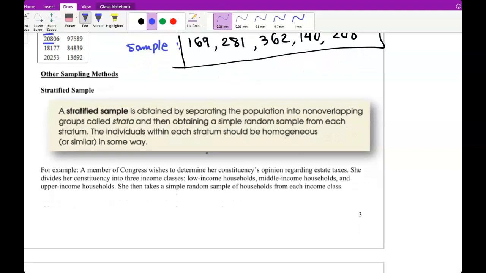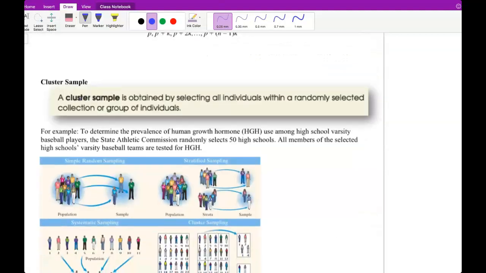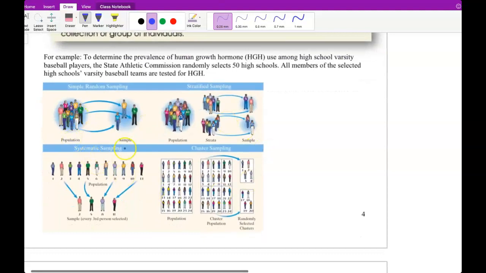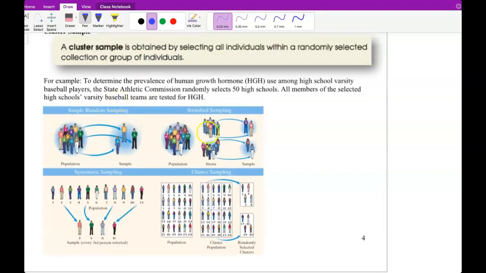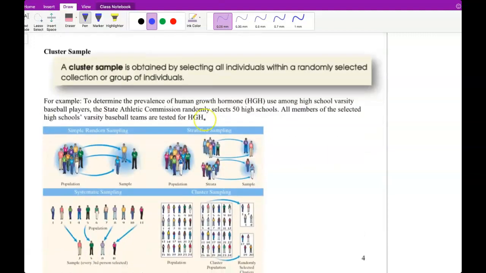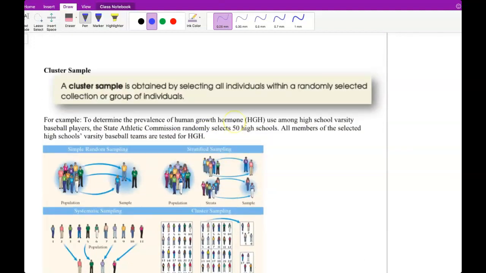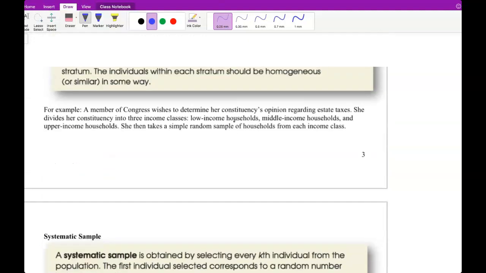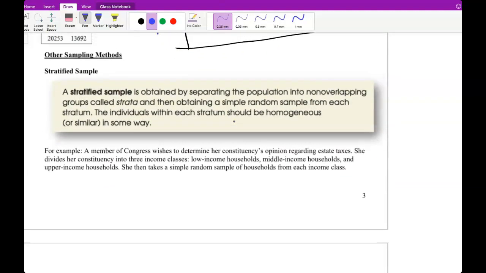Okay. Here we have another method, the stratified sample. On the next page we have systematic sampling, cluster sampling, and on top, the simple random sample that we already did. Right on that page, I'm going to work on stratified sampling.